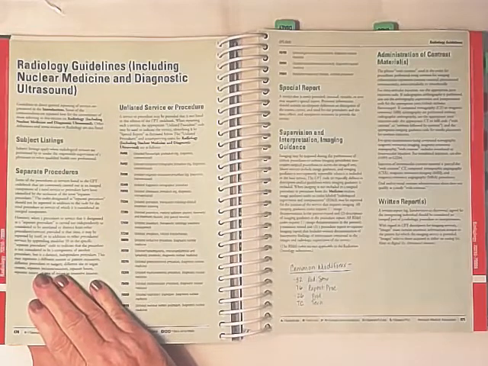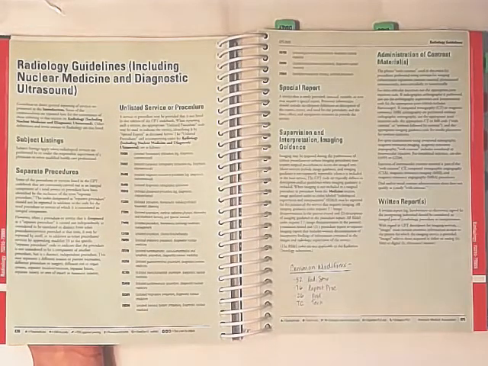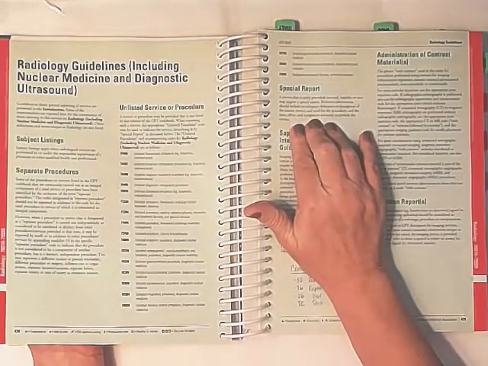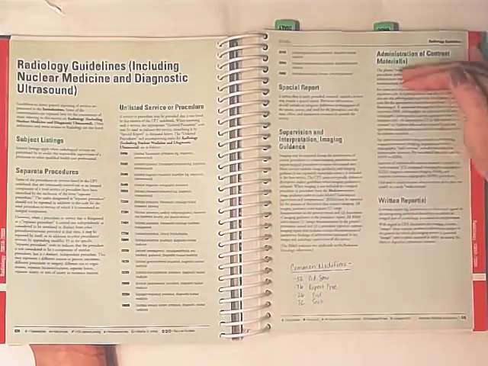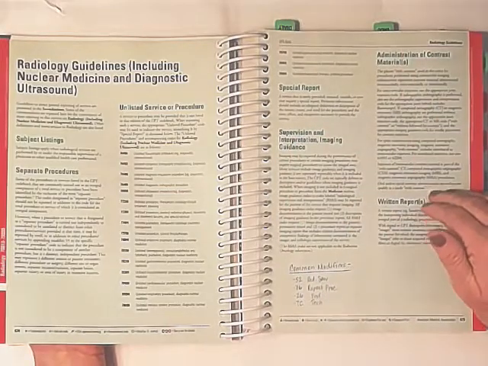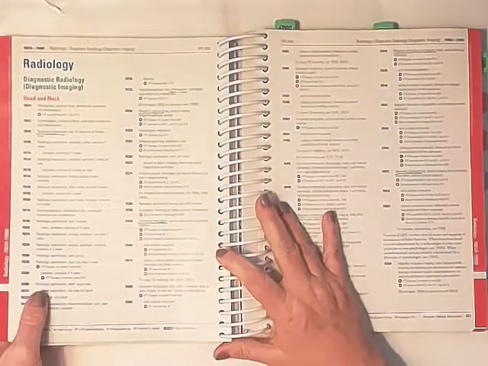Again, good guidance on your separate procedures. We've already talked about that some. Special reports, we've talked about that with your unlisted or your more unusual type of procedures. Administration of contrast, there's some good guidance here. And then we get right into radiology.